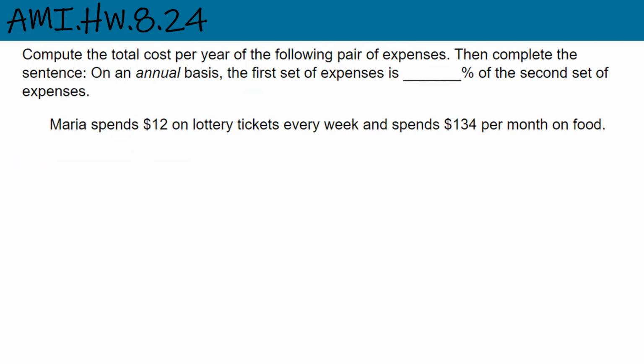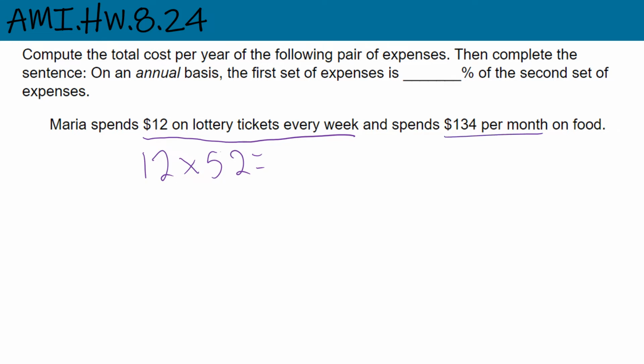Compute the total cost per year of the following pair of expenses, and then complete the sentence. On an annual basis, the first set is blank percent of the second set. So the first thing we need to do is annualize this. $12 every week. We need to multiply by how many weeks there are. There are 52 weeks. And so that's going to give us our number there.